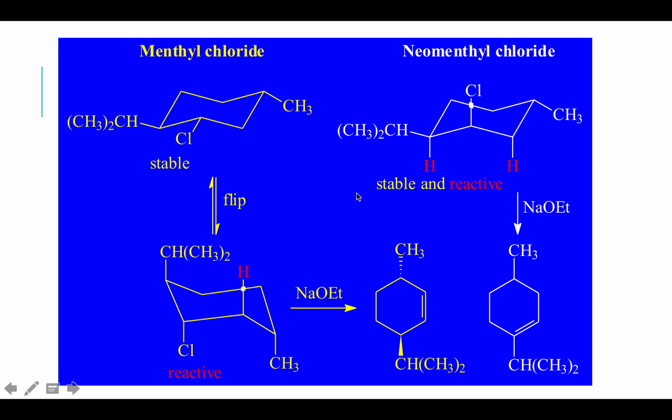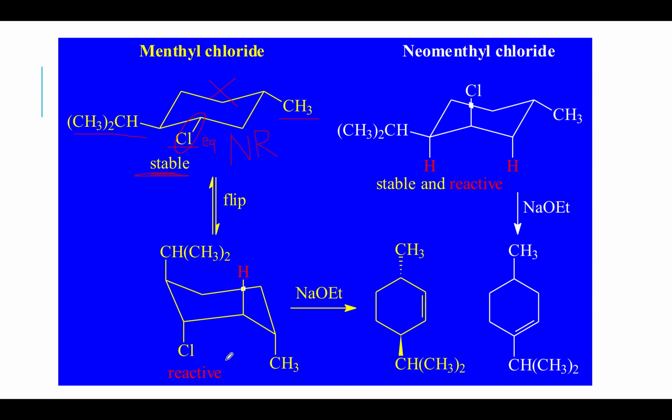Although I didn't show the flip here anymore, what you need to do is check: is my leaving group in the reactive position? Meaning, is it in an axial position where it can undergo the anti-periplanar position? So in this version, the chloride is in the equatorial position, so this is actually not reactive. But all of the substituents are in the equatorial, so it's very stable.